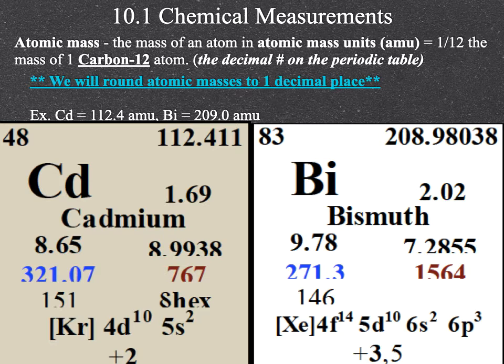So you can look at the 2 examples on the slide. You see number 48, cadmium, has a mass of 112.411. Number 83, bismuth, has a mass of 208.98038. Well, that's a lot of decimal places and a lot of keying into a calculator. So to make things simpler, we're going to round all our atomic masses to 1 decimal place. So cadmium becomes 112.4 AMU and bismuth becomes 209.0 AMU, because if you look at the digit after the 9, it's an 8, which makes it round up.